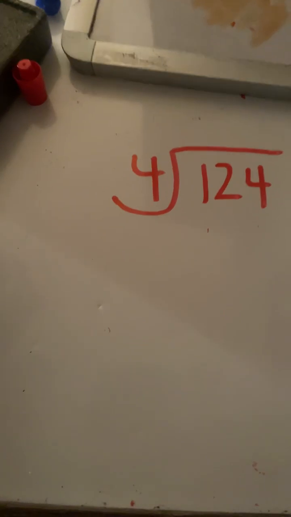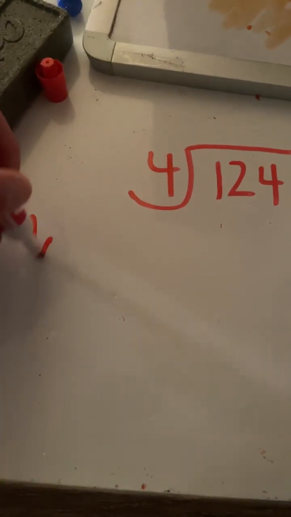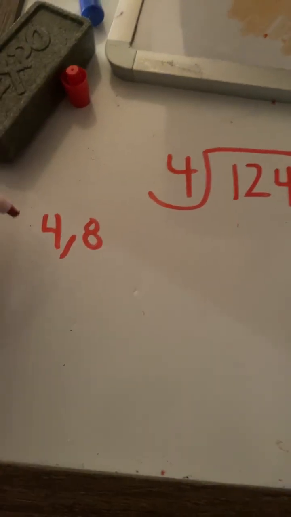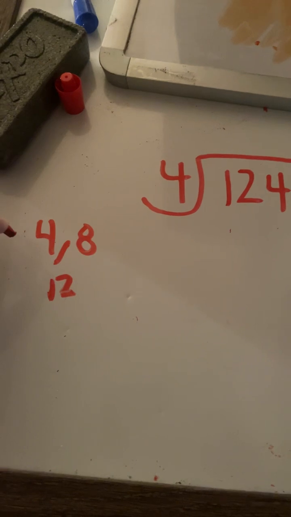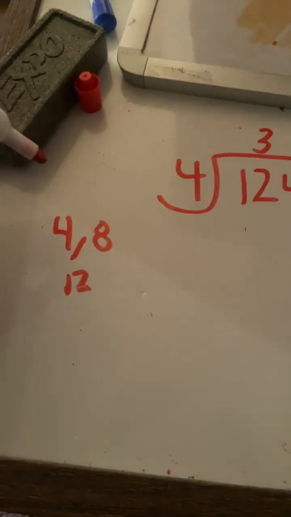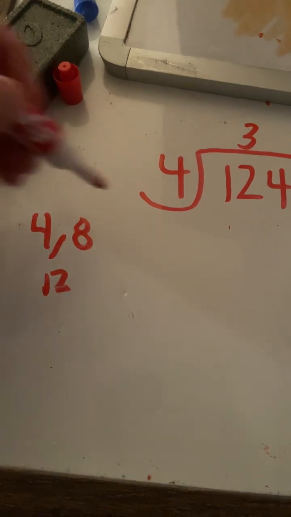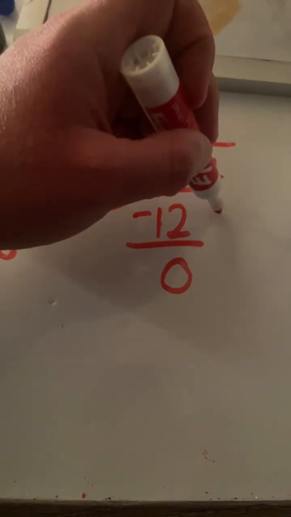So I'm going to count my groups of 4 now. 4, that's one group of 4. 8, 2 groups of 4. 12, 3 groups of 4. So 4 goes into 12 3 times. And there is no remainder for that one. When skip counting by 4s, we landed right on 12. So 12 minus 12 equals 0. There is no remainder.